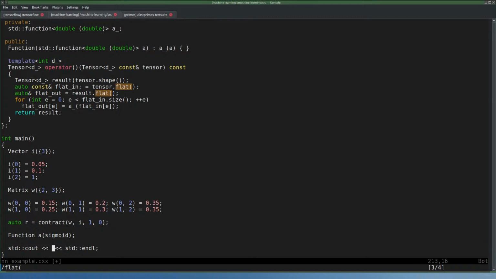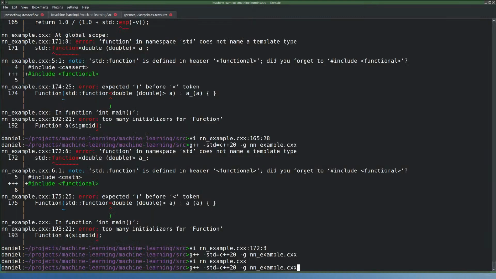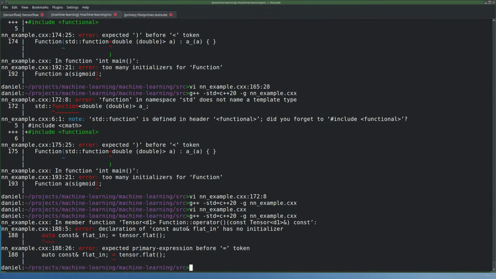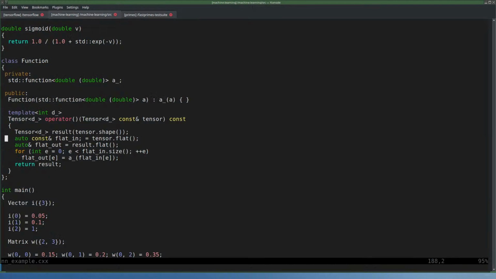Let's try to just print A of R, which now should work. Or 2. Declaration of const auto reference flat in has no initializer. Oh, there's a semicolon here.